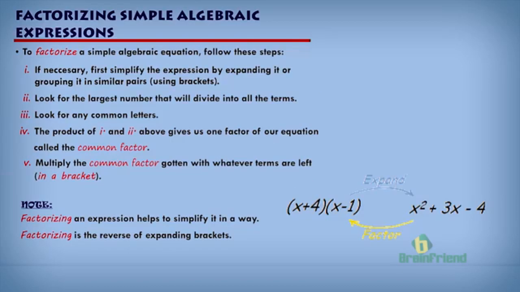Now there are steps that must be followed if we intend to factorize simple algebraic expressions. Let's look at some of those steps. First, if necessary, check to see if you need to simplify the expression given to us by expanding it first or grouping it in similar pairs. We use brackets when we group them in similar pairs. That makes it simplified enough for us to know what step next to take.